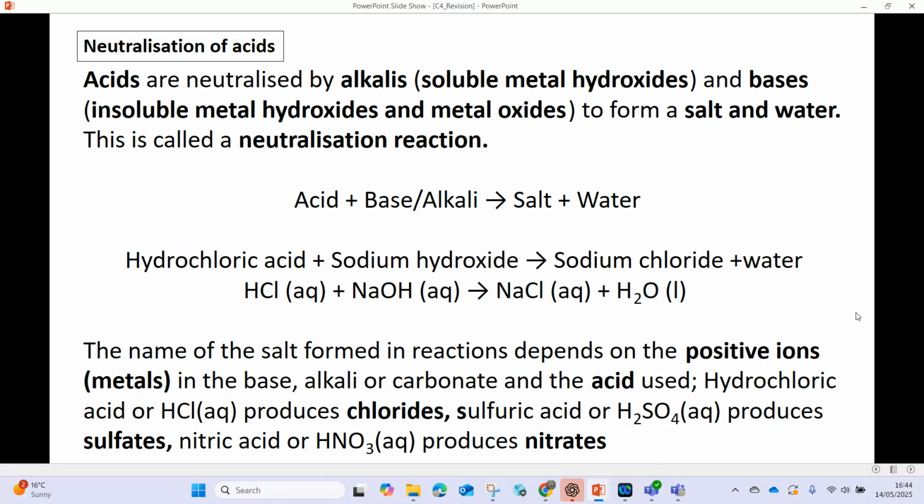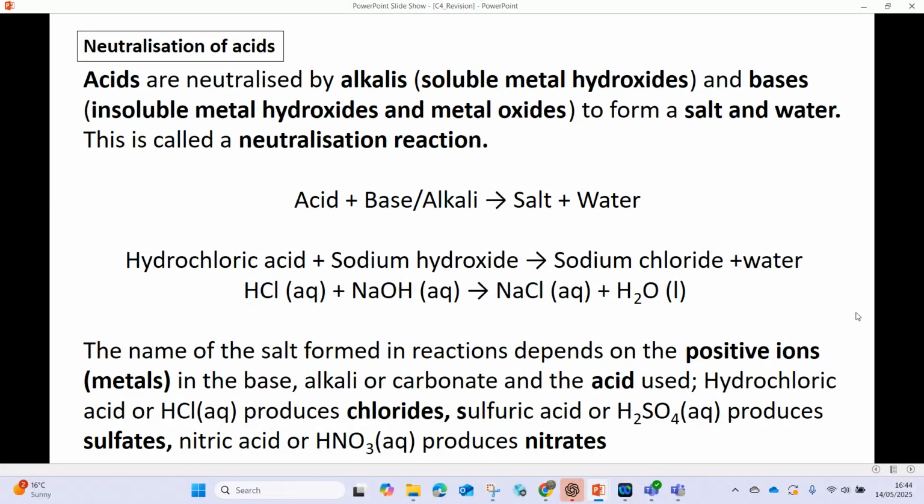And when a neutralization reaction happens, when an acid is neutralized by an alkali, you form salt and water. And there you can see the general reaction is acid plus your base or alkali react to make salt and water. And there's an example with hydrochloric acid and sodium hydroxide, and you actually make the salt, sodium chloride, and water.